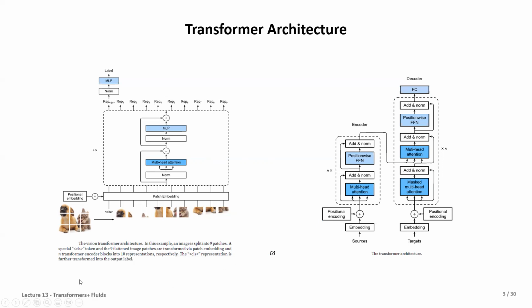And you can see here an example of the vision transformer architecture and how the image is split into 9 patches, and how the transformer with encoder and decoder made the labels for these patches of the image.